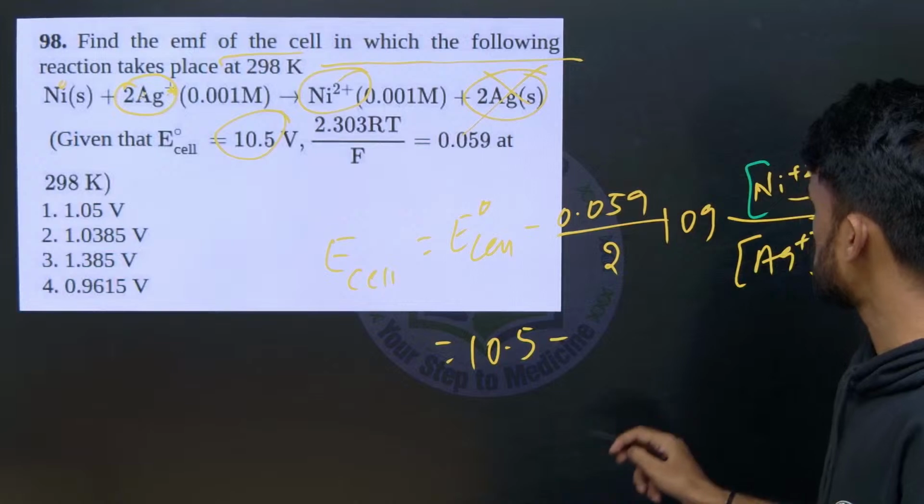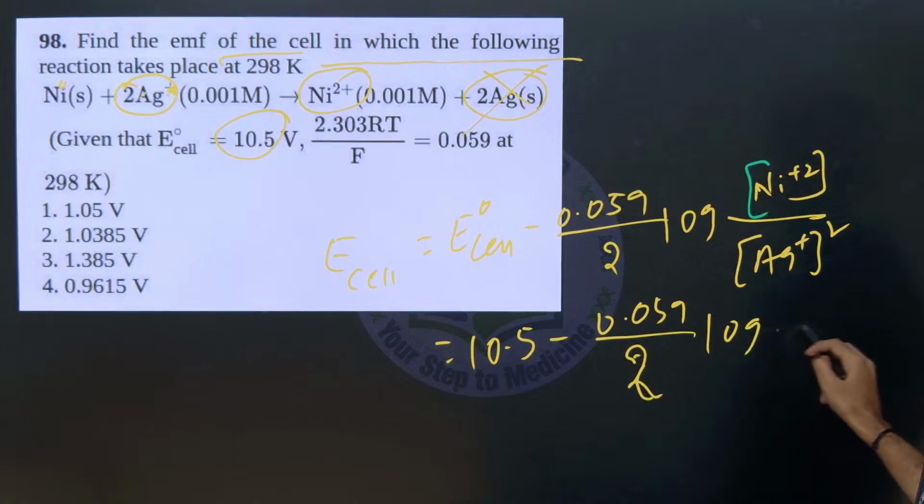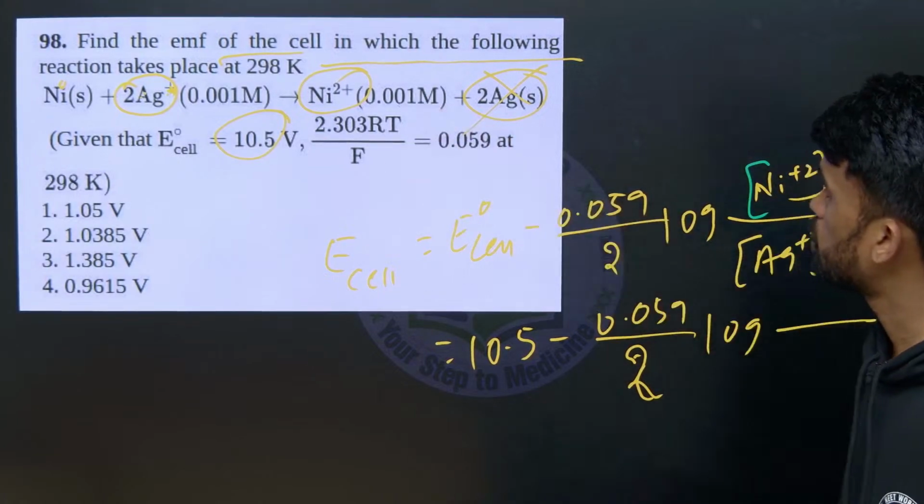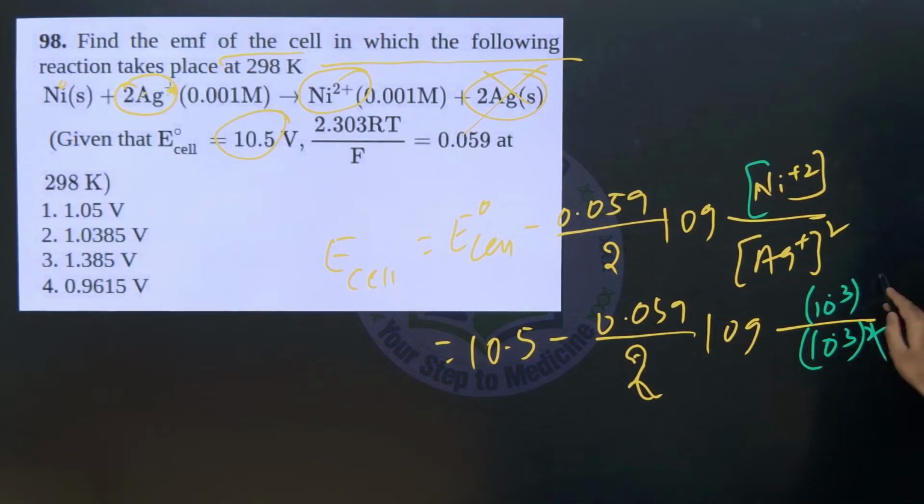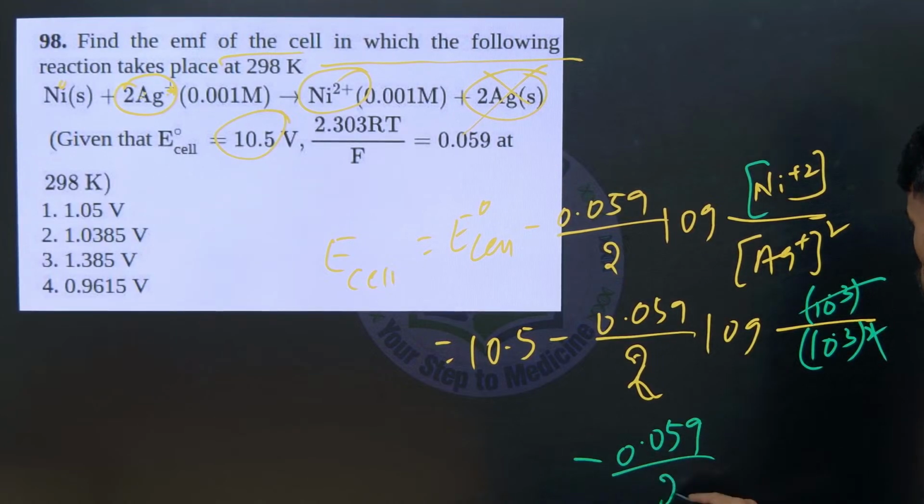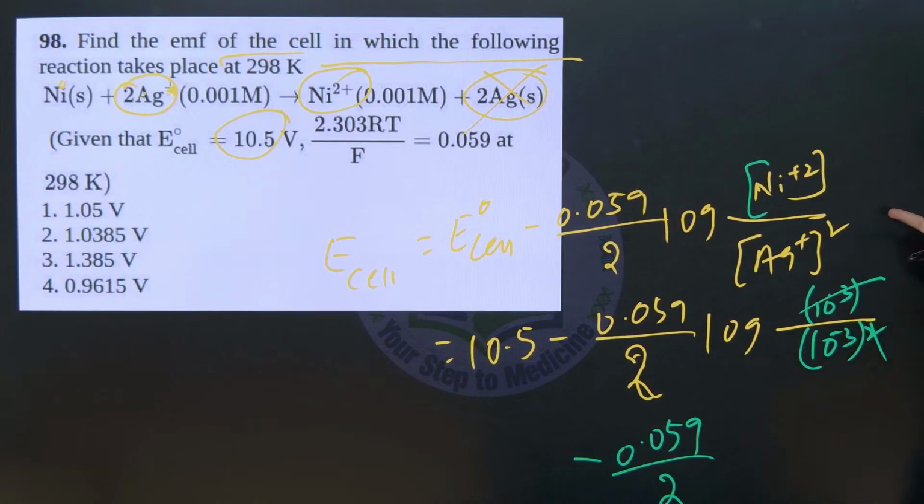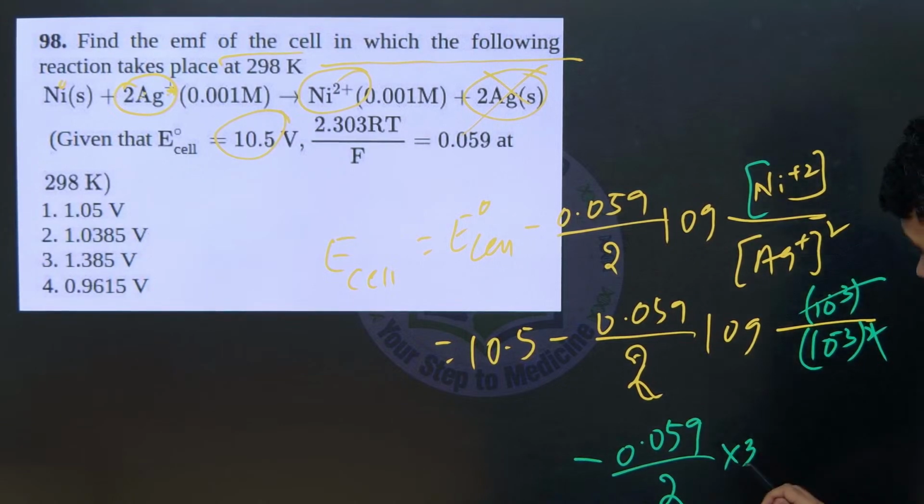10.5 minus 0.059 by 2 log, what is the nickel +2 concentration? 10 power minus 3. What is the Ag+ concentration? That is also 10 power minus 3, but the power 2 is there, so this 2 is cancelled. So I can write 0.059 by 2 log 10 power, in the numerator that will become 10 power 3. So I can write 3 log 10, and log 10 is 1. So it is written like this, minus 10.5. Okay, like this if we do.